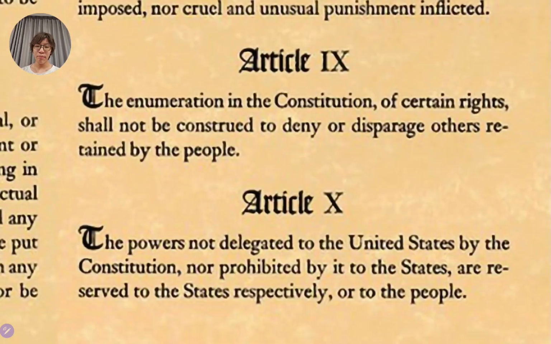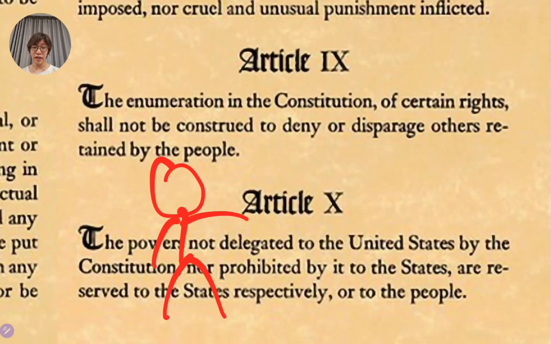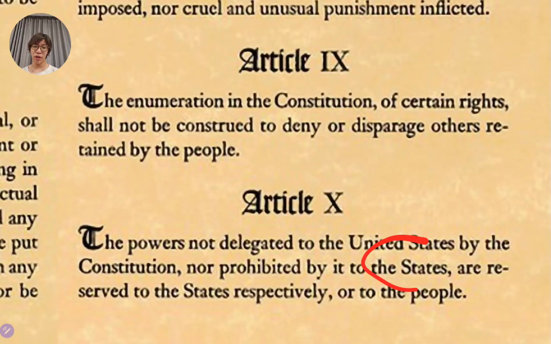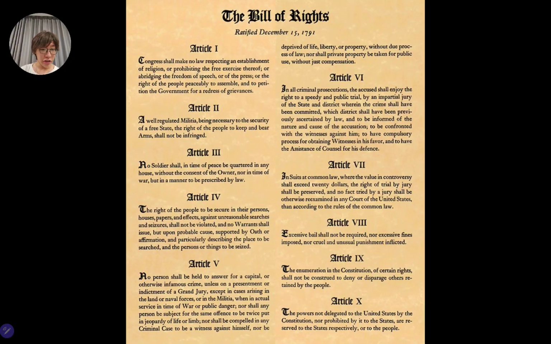And in Article 10, powers not delegated to the United States by the Constitution nor prohibited to the states are reserved to the states respectively. If it's not written in the Constitution, then that power is not given to the United States government. But if it's not prohibited to the states, then the states are allowed to use it, and it cannot be undone by the U.S. federal government at least. And that's it. That's the Bill of Rights in a nutshell.